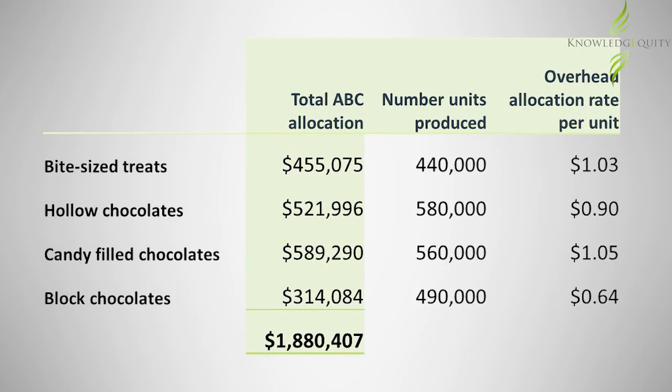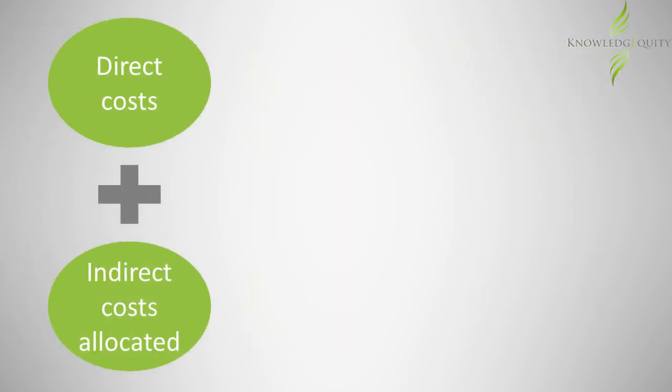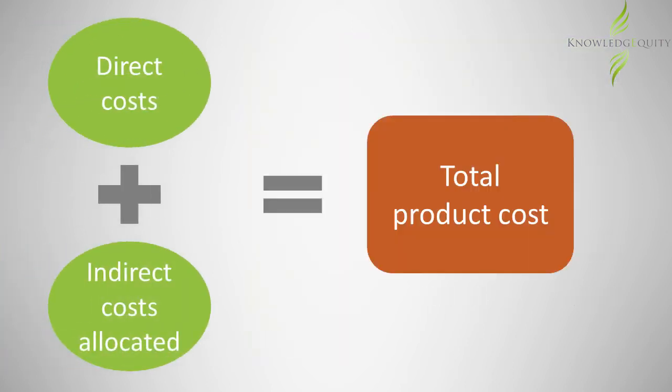For Step 7, we can divide the allocated indirect product costs by the number of units produced to obtain the overhead allocation per unit. But beware, you haven't finished yet. This is only the indirect unit cost. We also need to combine this with the direct costs to calculate the total product cost.